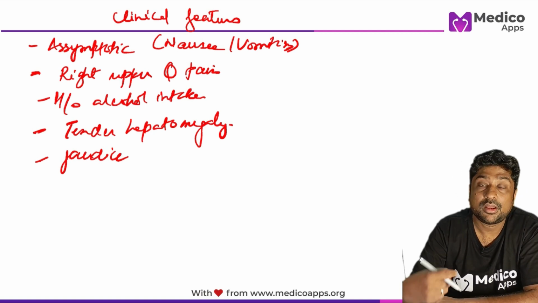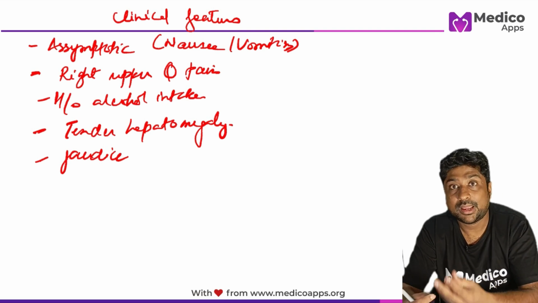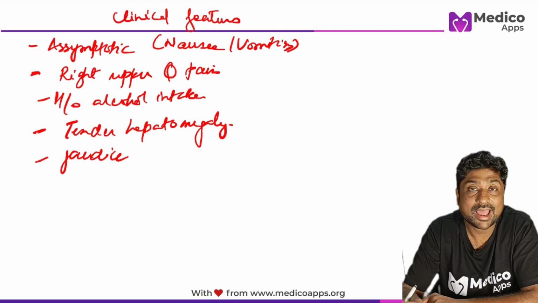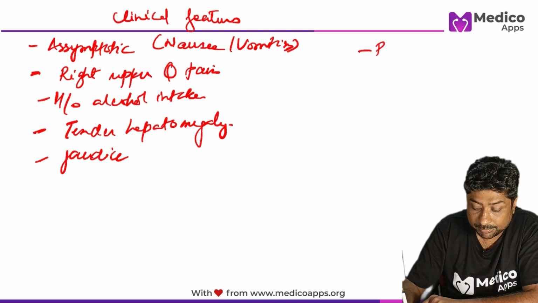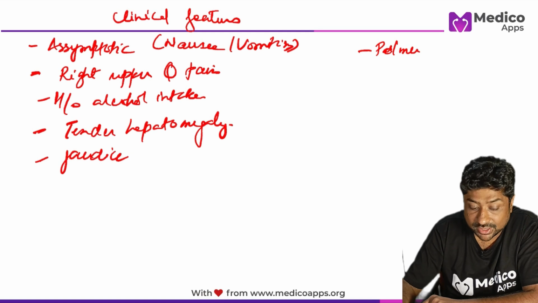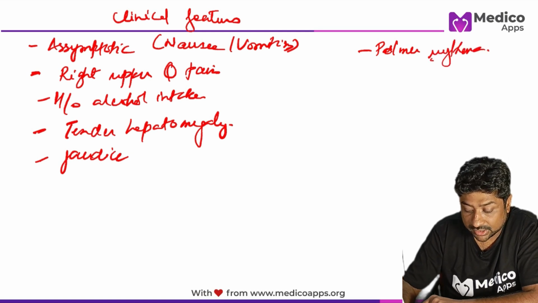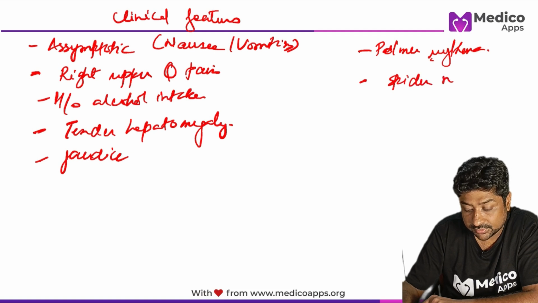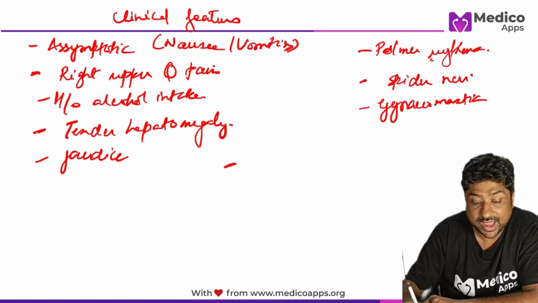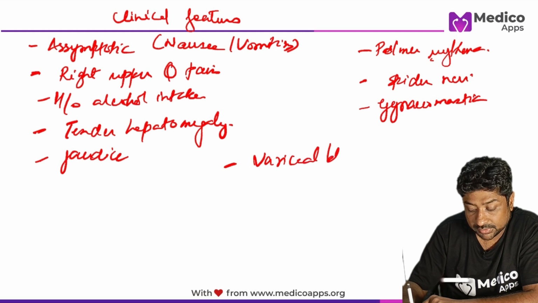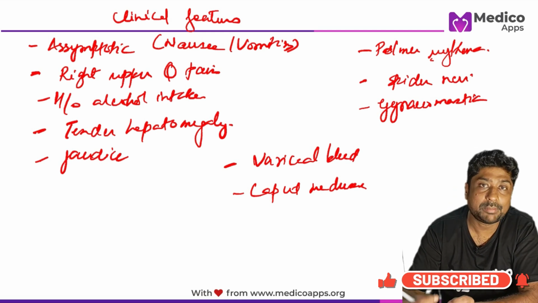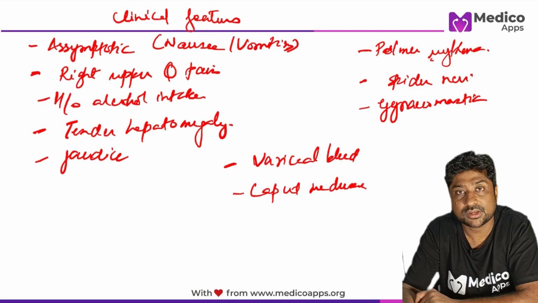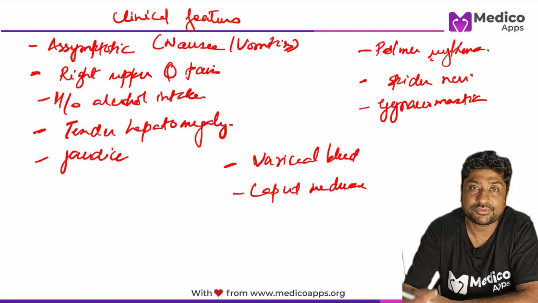Also, once the features of alcoholic hepatitis or cirrhosis set in, and you have features of portal hypertension, then a different set of symptoms may start appearing. For example, in advanced cases you can have palmar erythema, spider nevi, gynecomastia. Also you can have variceal bleed or caput medusae. And eventually patients will go into hepatorenal failure. So depending upon which stage the patient is coming at, you can have various different clinical features.